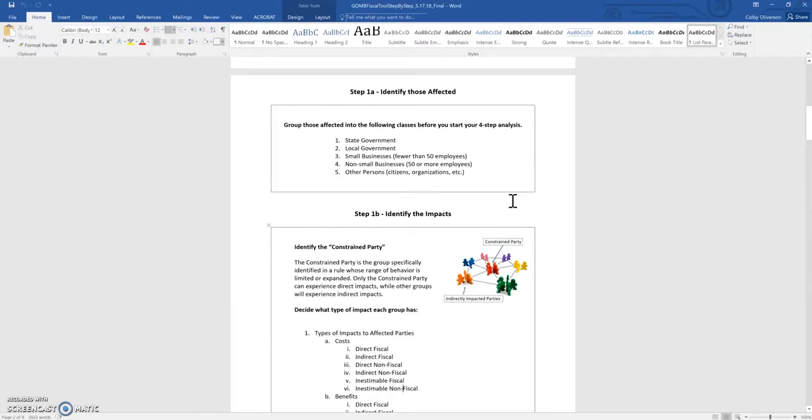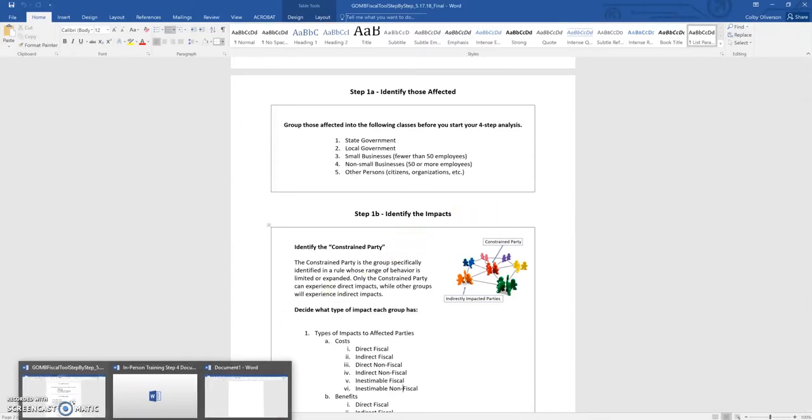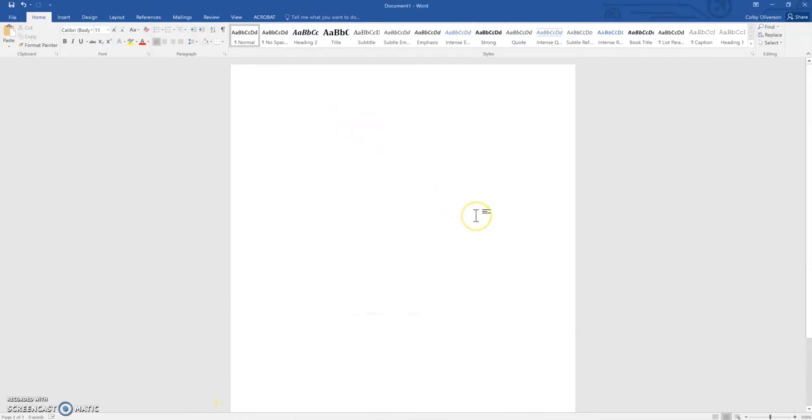Okay, so now let's apply this step to our example, the proposed rule with the food trucks. So I'm going to pull up a blank Word document here to record our thoughts and findings. So ask yourself, who will be affected by this proposed rule? First, what comes to my mind are the food trucks. Food trucks will be paying less money for their licenses. So food trucks could possibly fall into 2 of the classes that we just talked about. The first is small business, and the second possibility is non-small business.